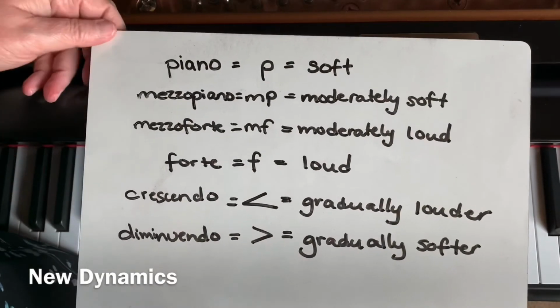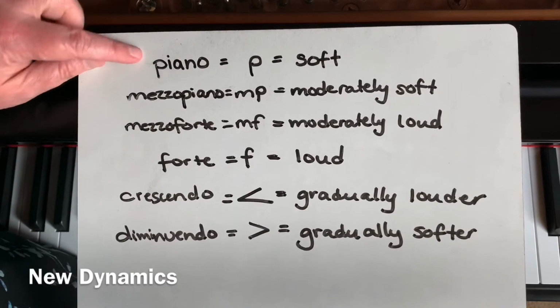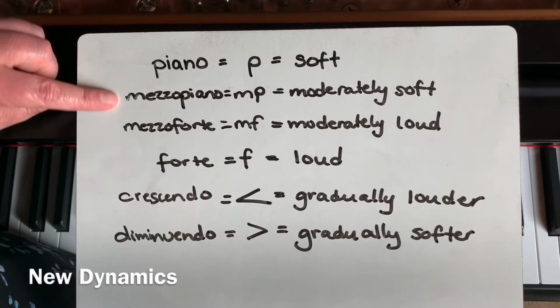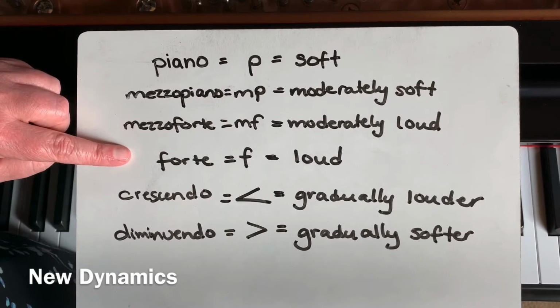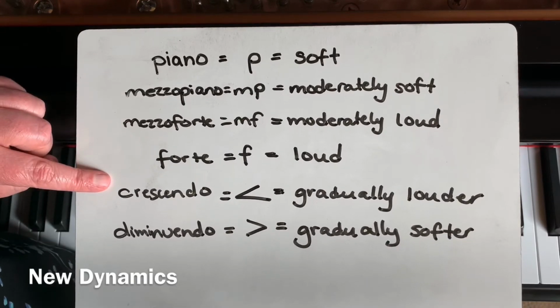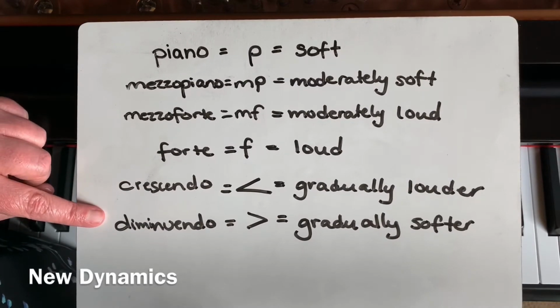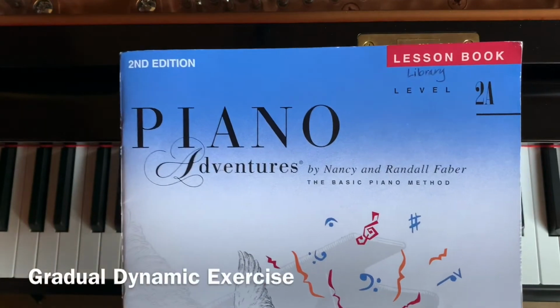To review, here are some of the dynamic terms that we now know. Piano means soft. Mezzo piano means moderately soft. Mezzo forte means moderately loud. Forte means loud. Crescendo means gradually louder. And diminuendo means gradually softer.